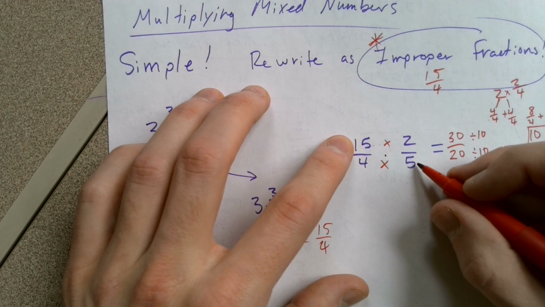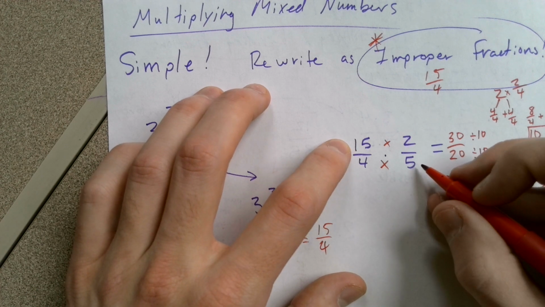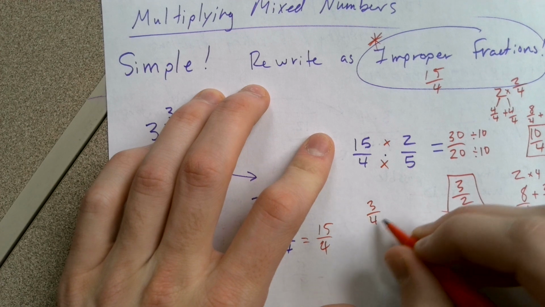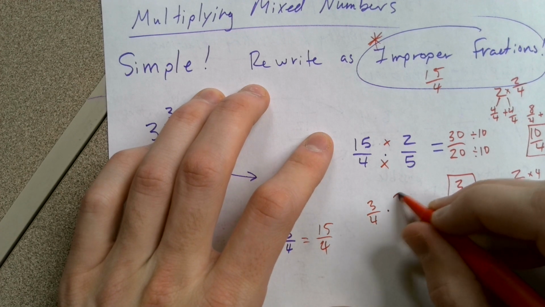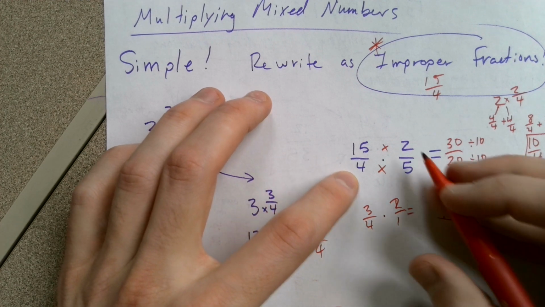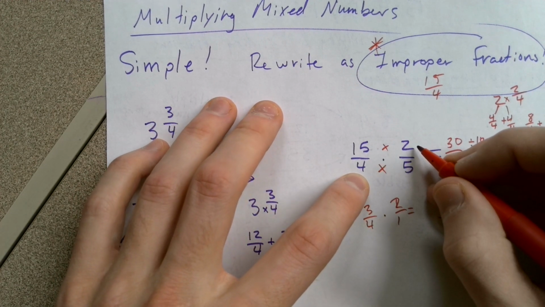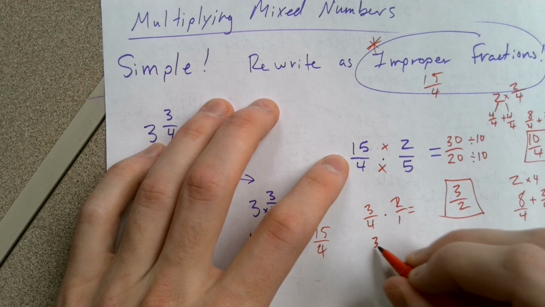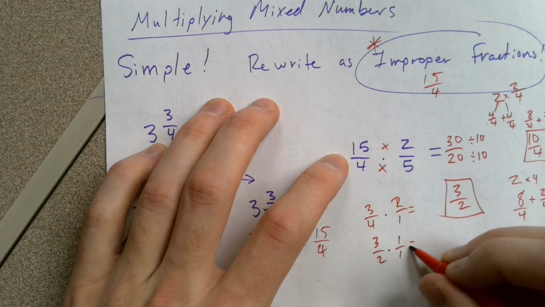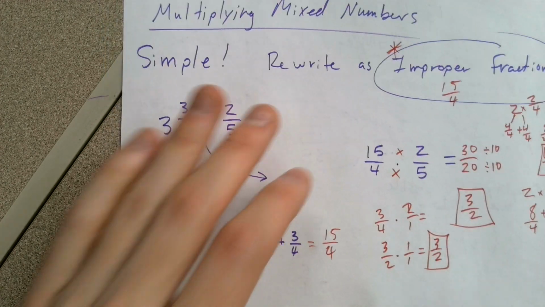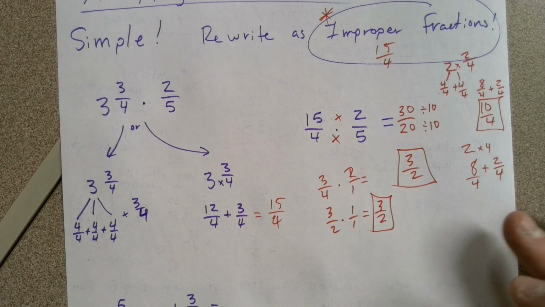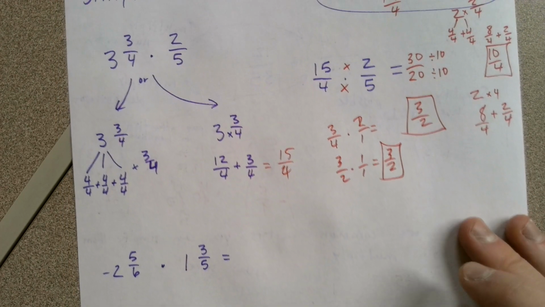We also could have looked at these and seen 15 and 5 can both be divided by 5. If we were to do that, we would do 3 over 4 times 2 over 1. And again, oh, these can both be divided by 2. So we could divide that by 2 and make this 3 over 2 times 1 over 1, and we would get 3/2. Using a little bit of both those strategies we worked on the other side.